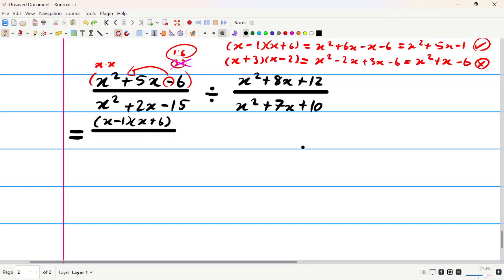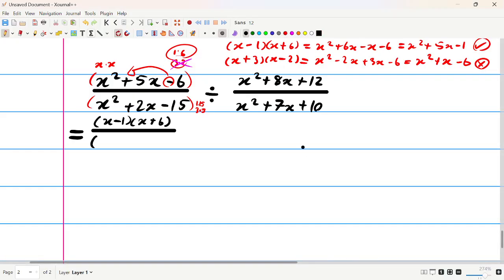So we have that. Now we're going to work with the denominator. Okay, so we have x squared plus 2x minus 15. Now clearly 15 can be written as 1 times 15, and it can also be written as 3 times 5. But notice that 1 and 15 can't give us 2, clearly. But 3 and 5 can give us 2 when we say 5 minus 3. That's the only combination that can give us 2.